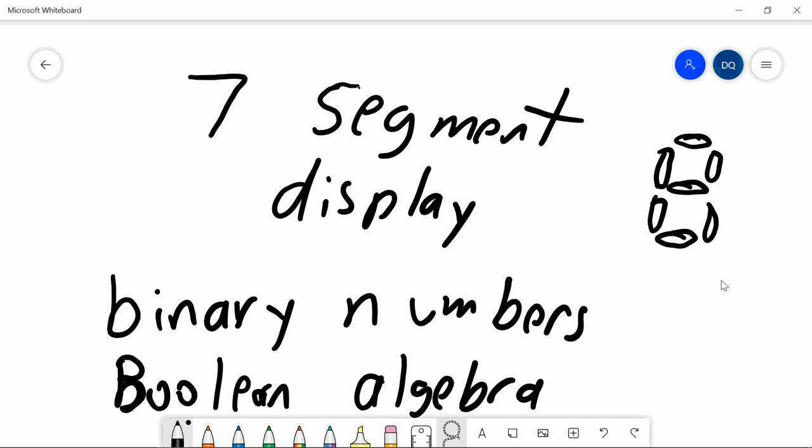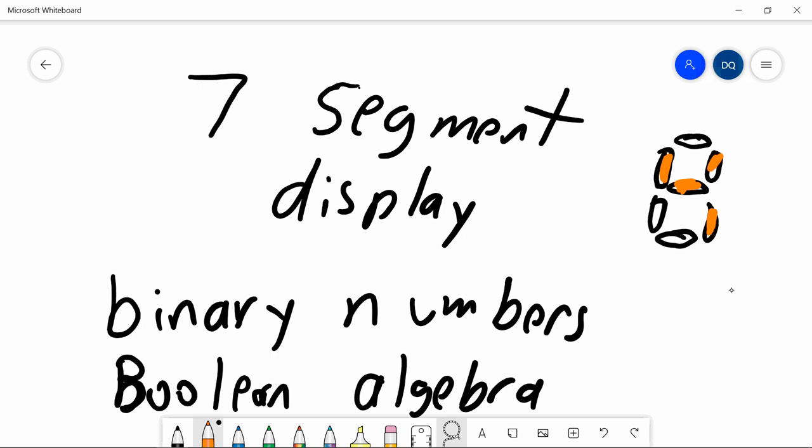Okay, we're going to look at a seven-segment display as a case study to learn about binary numbers and Boolean algebra. A seven-segment display is the thing that you look at when you see a number on a digital watch or an alarm clock. So it looks like this figure that I've drawn here. For example, if it was showing you a seven, these three segments here would be lit up. Or if it was showing you a four, these segments would be lit up.